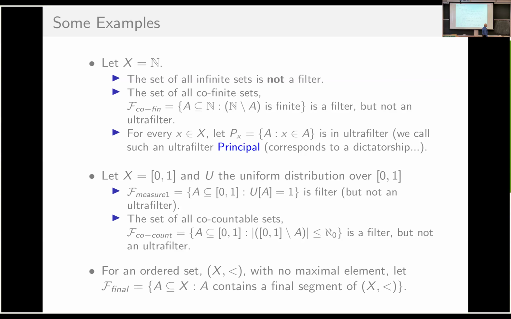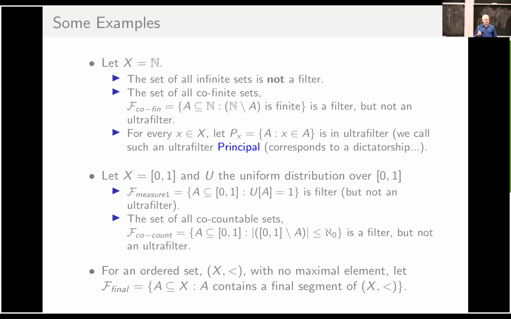Because you see, if I have here my ordered set X, and one set contains this final set and some elements, and the other set also contains a final segment plus some elements, if I take the intersection, I will still have a final segment inside. So if I have a linear ordering and I look at all the sets that contain a final segment, then it is a filter. Okay, so it's another non-trivial filter based on the ordering.